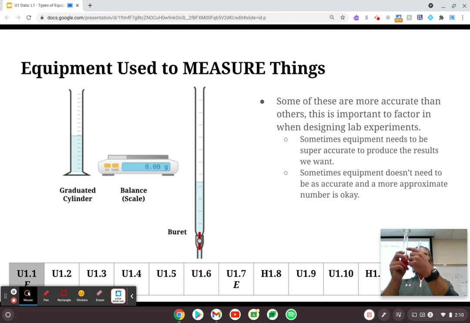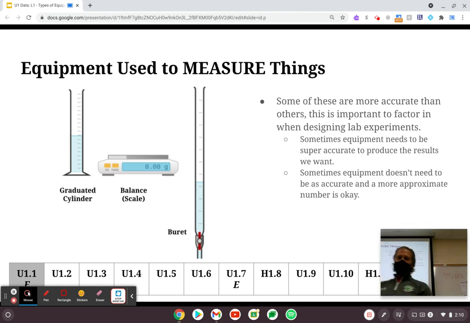The more lines or increments or marks, the more accurate you can get. So if I say I wanted, say, 25 milliliters of water, I might use this and might be able to get close to exactly 25 milliliters of water because of the incrementation, the number of marks. So these are good to measure.